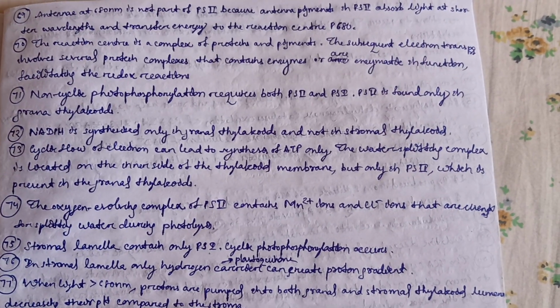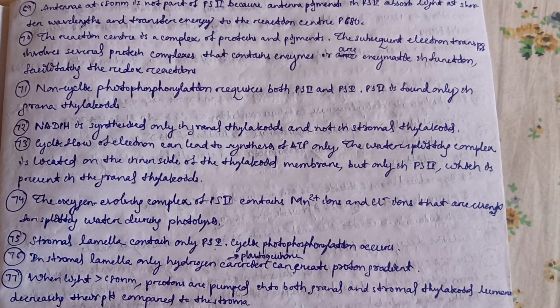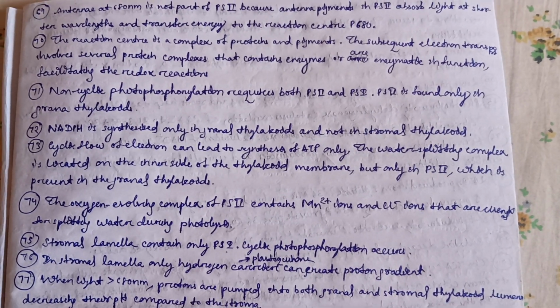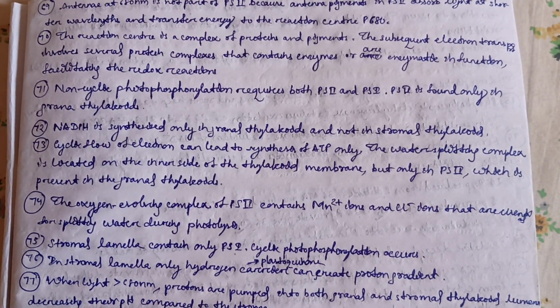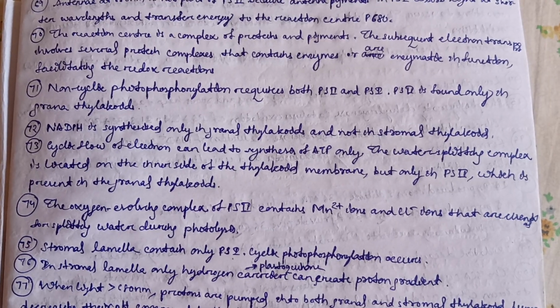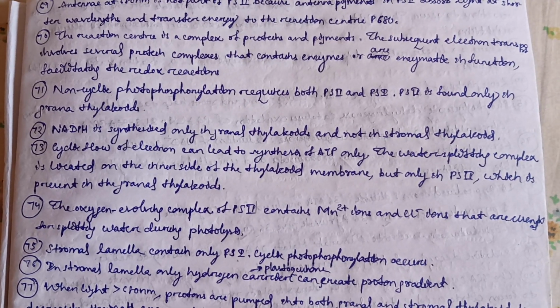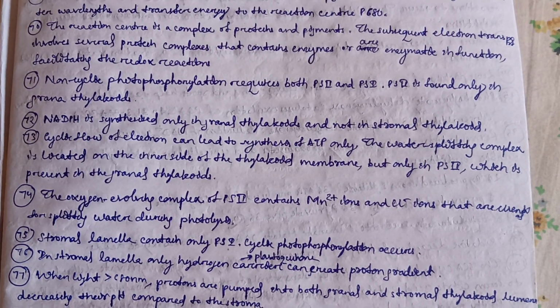Non-cyclic photophosphorylation requires both photosystem 2 and photosystem 1. Photosystem 2 is found only in grana thylakoids. NADPH is synthesized only in grana thylakoids and not in stromal thylakoids. Cyclic flow of electrons can lead to synthesis of ATP only.